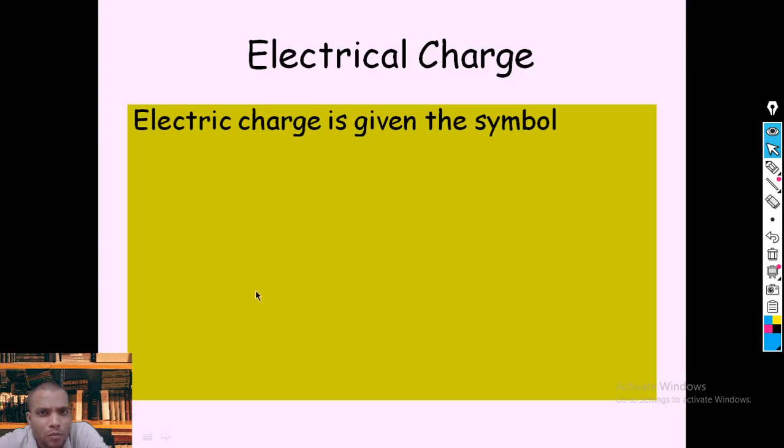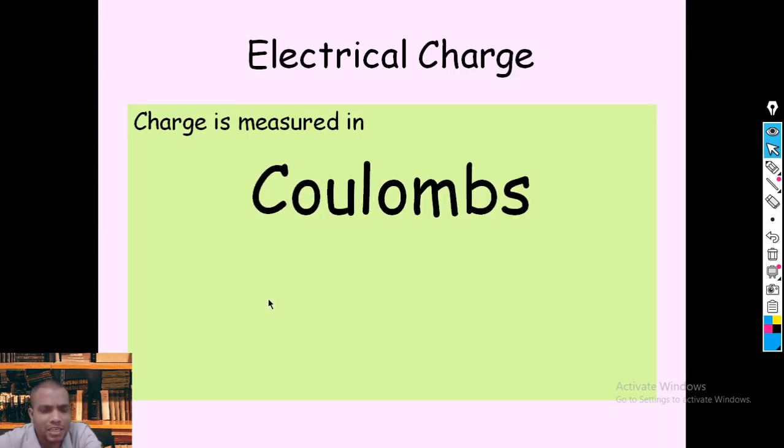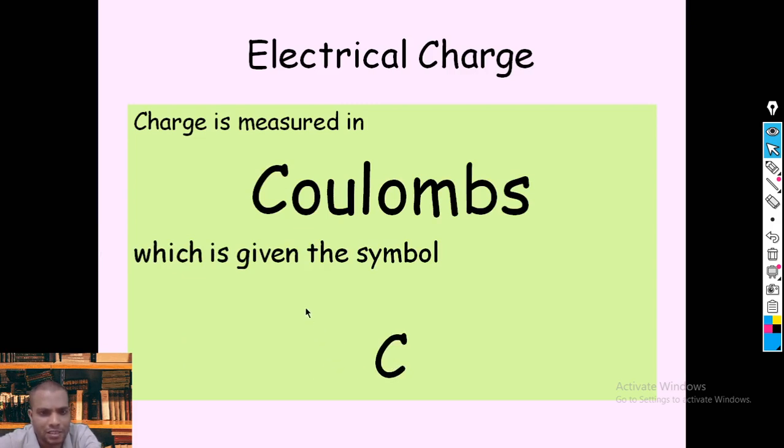So we need to know much about electric charge. Electric charge is given by the symbol capital Q, and electrons are the charge carriers that flow in an electric circuit. In a given circuit, electrons flow from the negative terminal to the positive terminal. I will help you understand what the negative terminal and positive terminal are. And charge is measured in units of coulomb, and we represent the coulomb by the unit capital C.